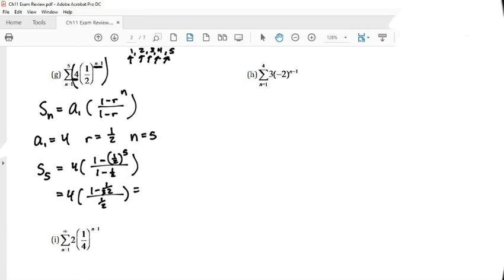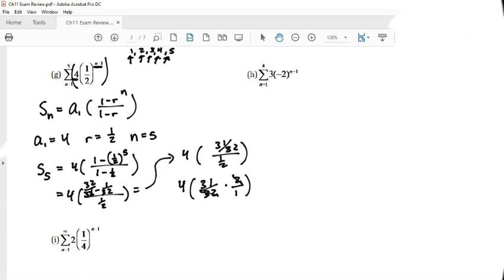Okay, so what does that give us? We have 4 times, that would be 32 over 32, that's the same as 1, right? 31 over 32, and then divided by 1/2. What do you do when you divide by a fraction? Multiply by the reciprocal. Okay, so we got 31 over 32. We're going to multiply it by 2 over 1.